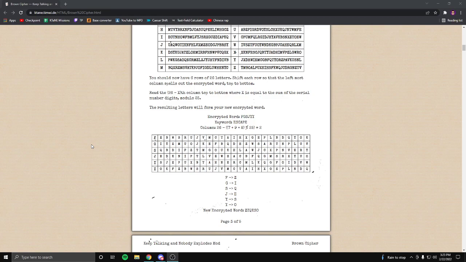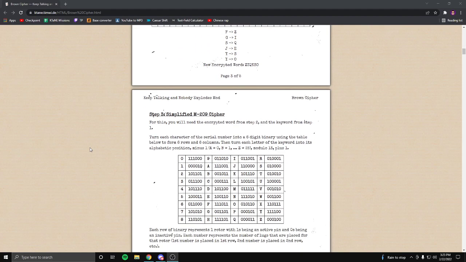YOK, FZB, WSR, UJV, MCT, AIH, XGE, PLN, DQ. F goes to Z, G goes to I, S goes to Q, J goes to E, Y goes to S, Y goes to O. New encrypted word: ZIQESO.